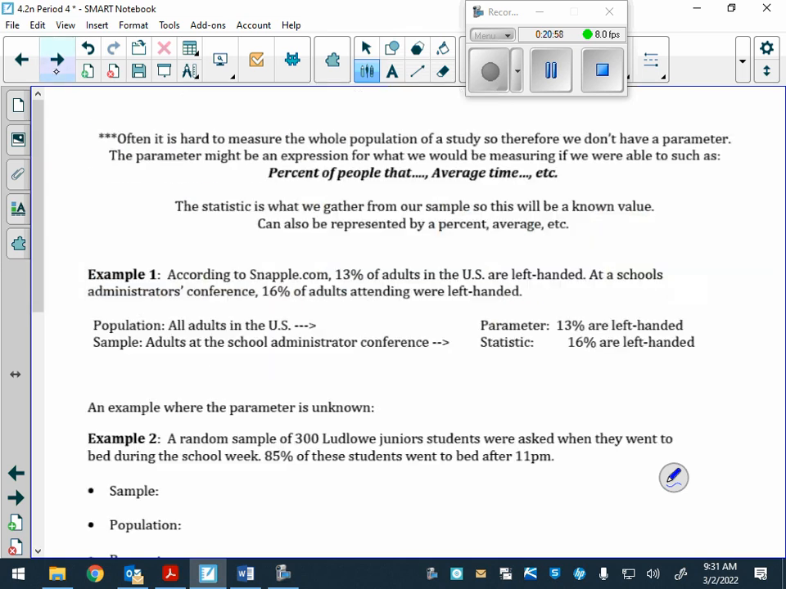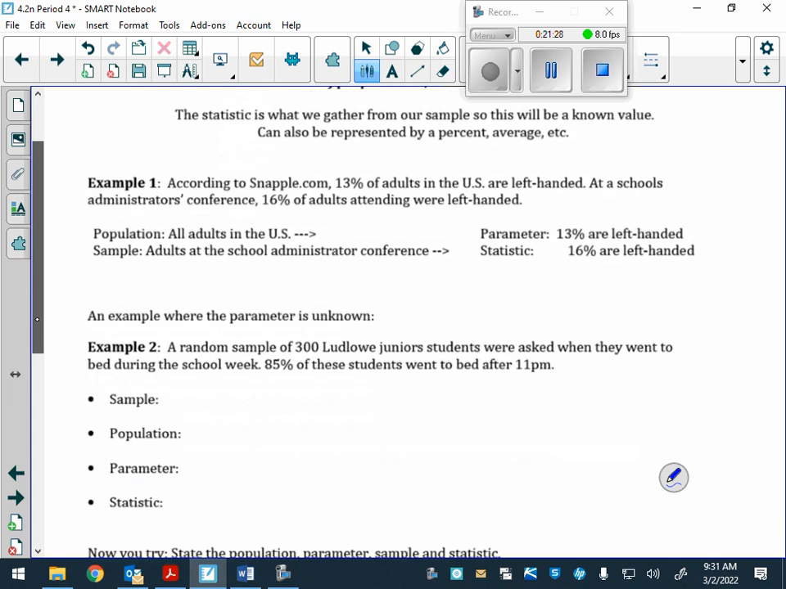Okay. So, often it's hard to measure the whole population, as I just said. So therefore, we don't have a parameter. However, sometimes it's given, and there's going to be examples of how it's given. The parameter might be an expression for what we are measuring. For example, percent of people, amount of time, average amount, okay, that sort of thing. Statistic will also have that actual numerical value, percent, average. It will match, okay? So here's one example.